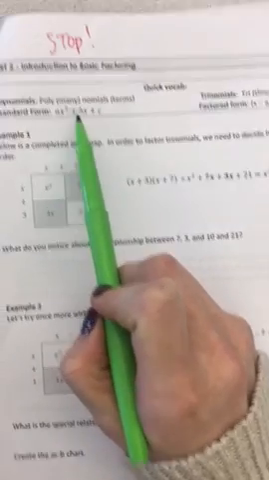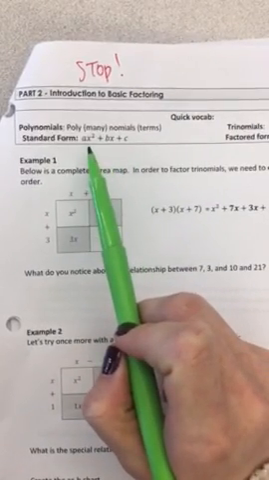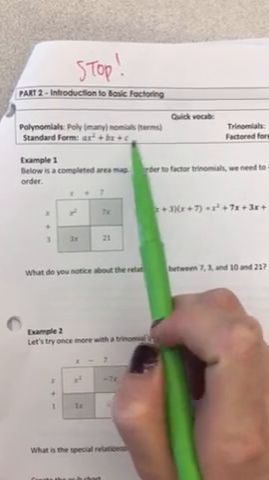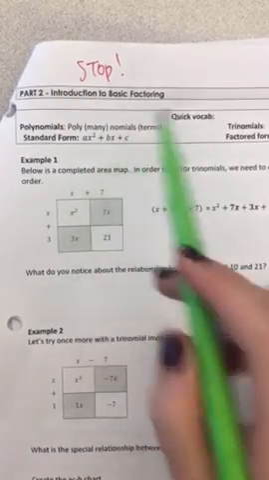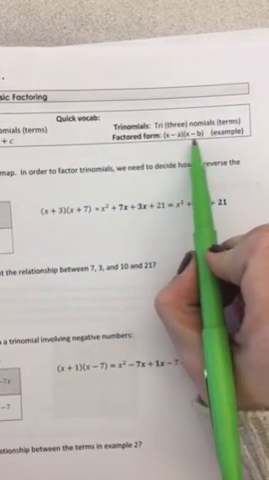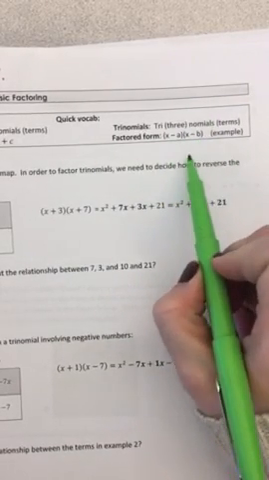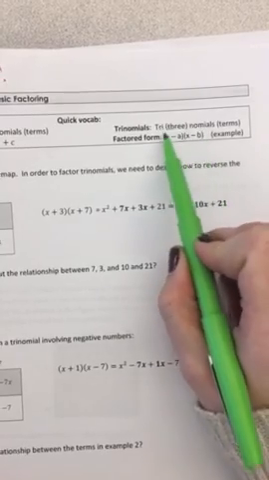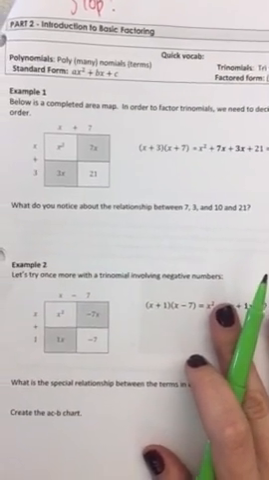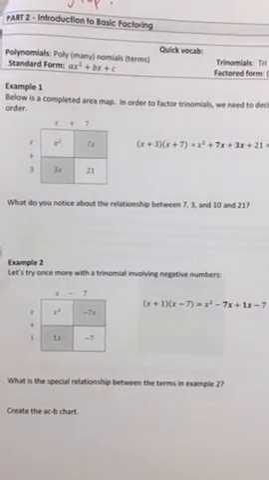And we have the standard form of a trinomial, ax squared plus bx plus c, where a, b, and c are just numbers. And factored form of a trinomial, which is an example, obviously a and b would be numbers, but this is what factored form would look like. So here's example 1. Below is a completed area map.